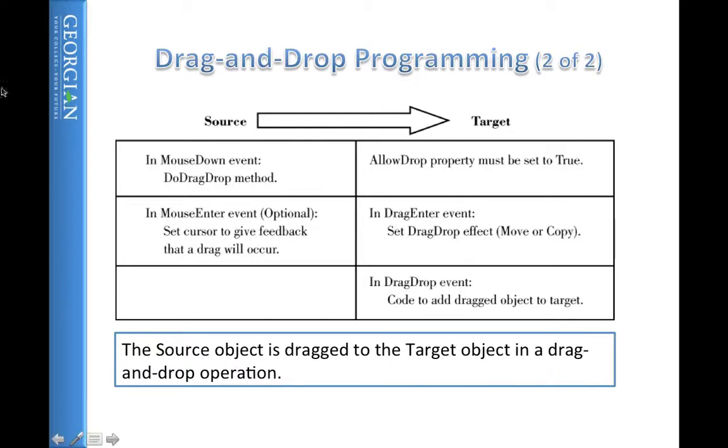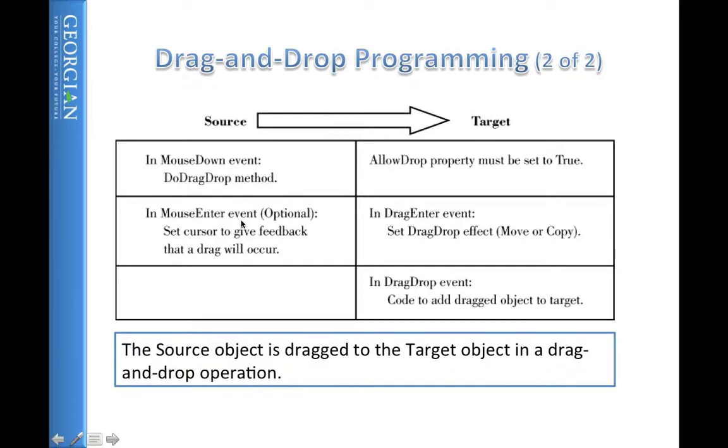So again, in the mouse down event, you're going to put together this DoDragDrop method. You need this method in the mouse down event, right? You're also going to have to describe this allow drop property in the target, okay? If the allow drop property of the target is not set, you cannot do a drag drop event to the target location. So every target box that you're dragging to has to have this allow drop property set to true. It's got to happen, okay?